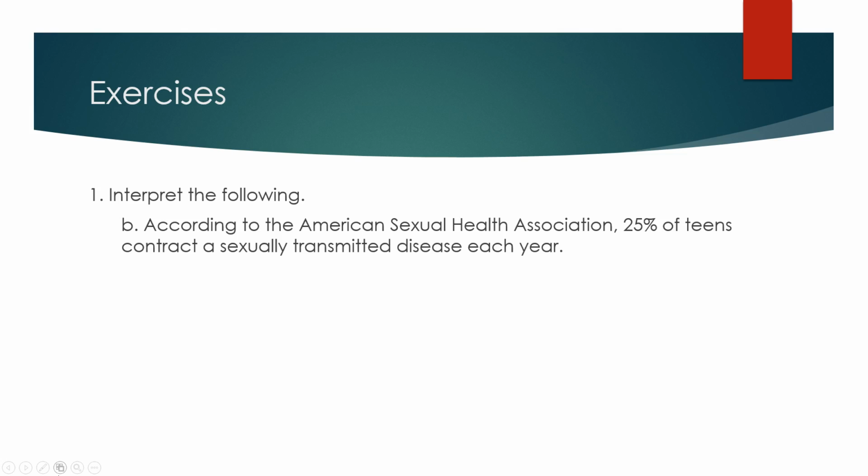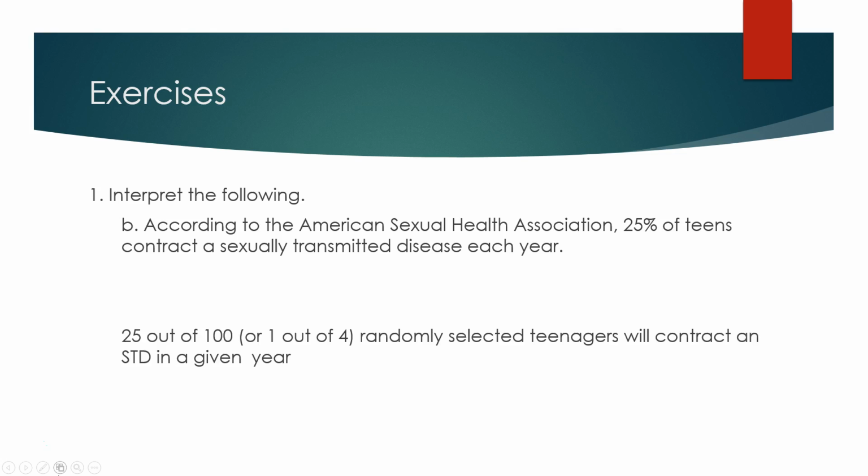So this one is a statistic from the American Sexual Health Association. It's a statistic because it's not a census, right? We don't know every teen currently and how many of them have gotten an STD. That would be kind of weird. We'd have to have some sort of tracking device on people. So one thing that's important to note here is that 25 out of 100, so 1 out of 4 randomly selected teens will contract an STD in a given year.